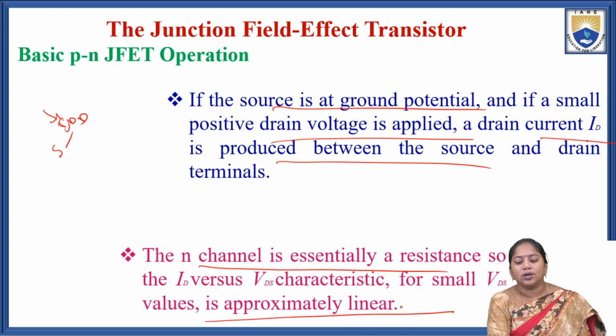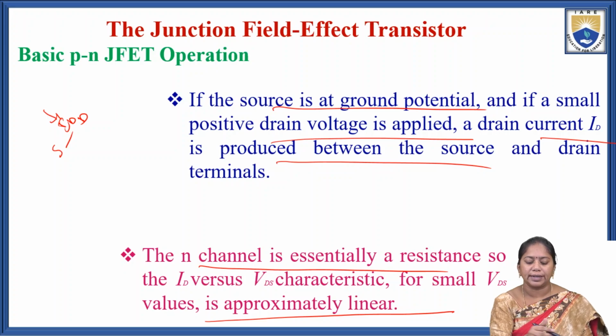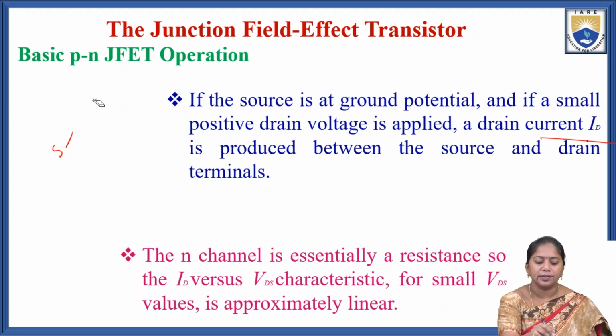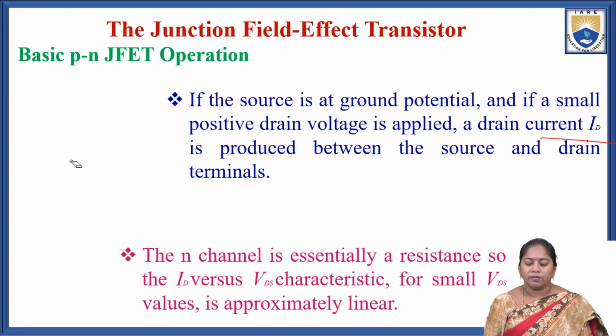So if the source is at ground potential and a small drain voltage is applied, a drain current ID is produced between the source and drain terminals. The N channel is essentially a resistance, so the ID versus VDS characteristic is linear for small values.